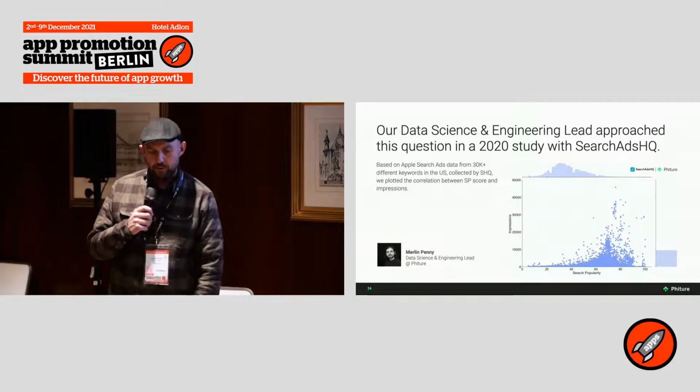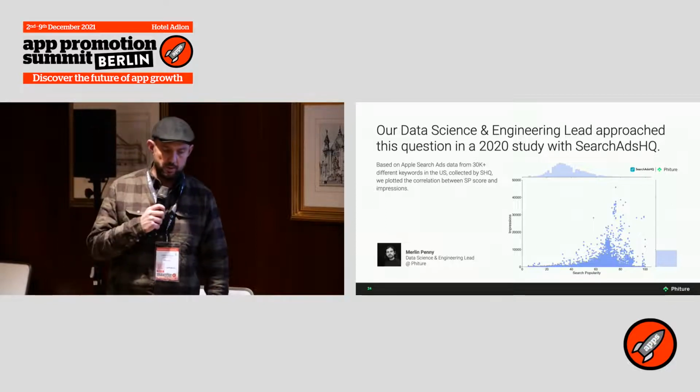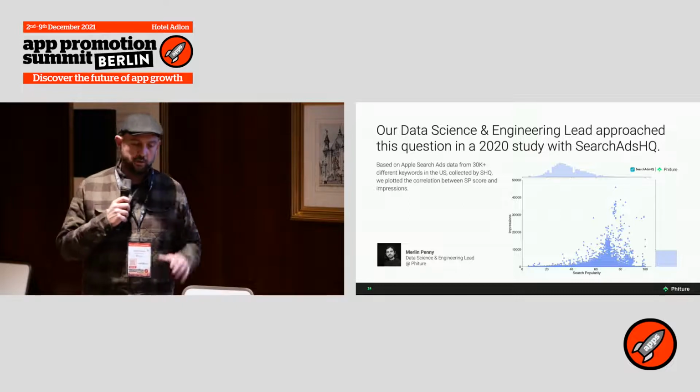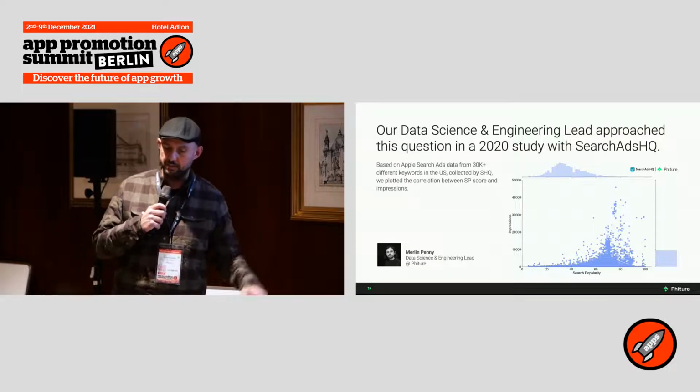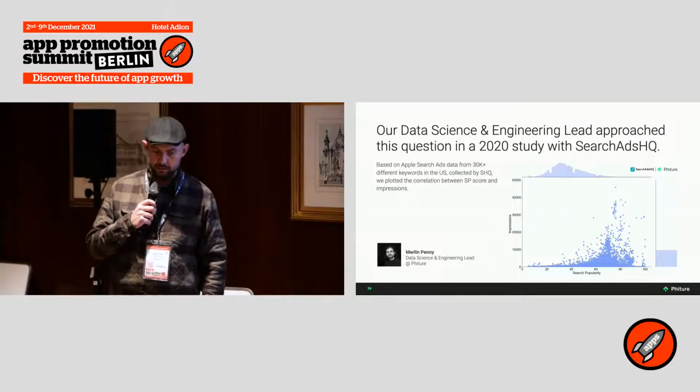Back in 2020, our data science and engineering team, led by Merlin Penny, started working with Search Ads HQ to look at their data sets. Search Ads HQ is working with a bunch of advertisers across the world.